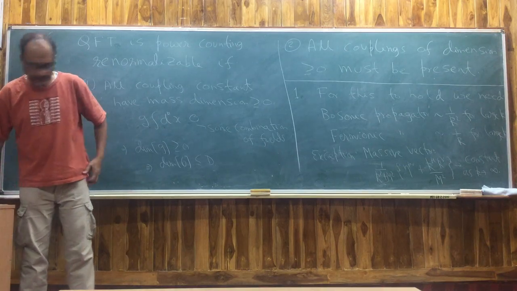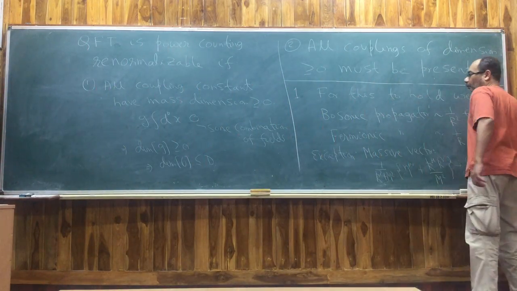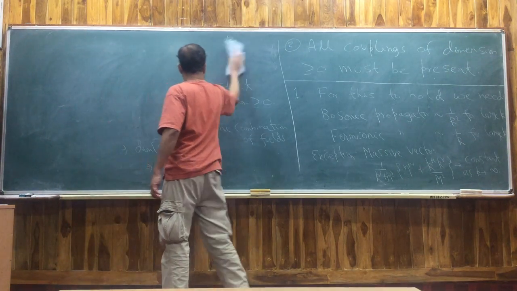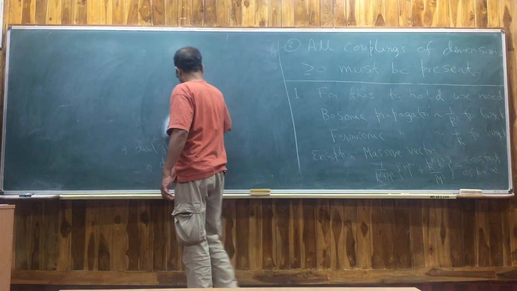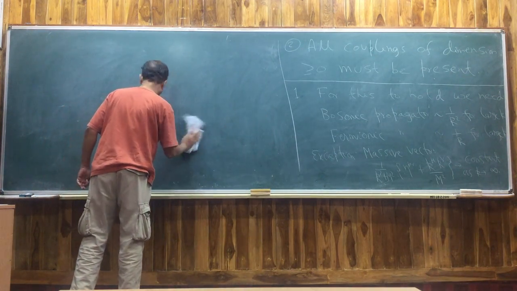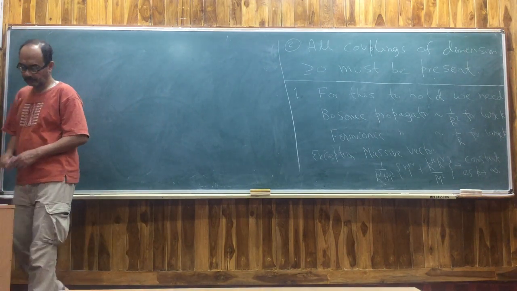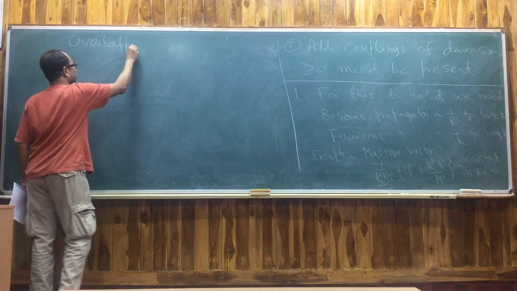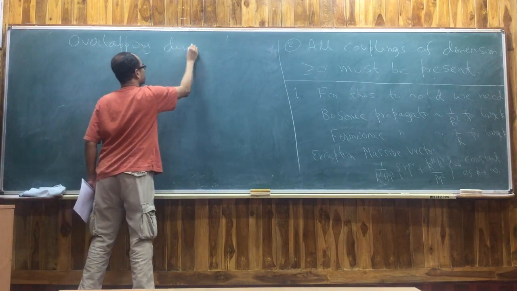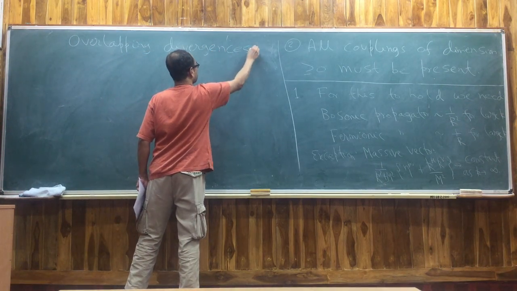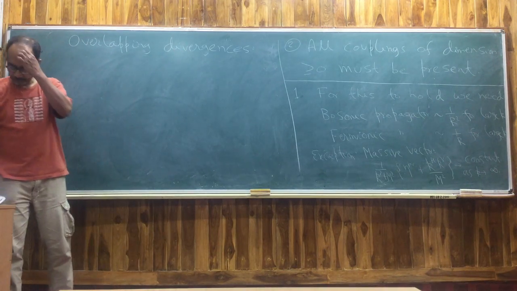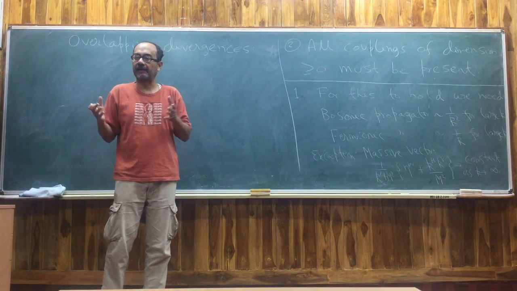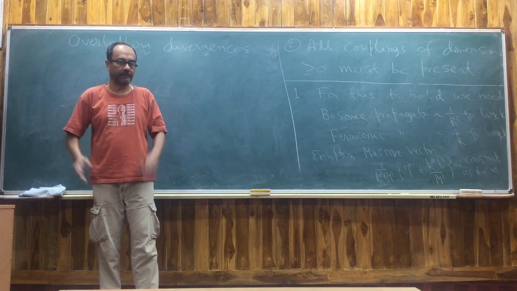The second point, okay, is more subtle, and that has to do with what is called overlapping divergences. So to see what the issue is, you recall that when we counted the degree of divergence of a given graph, okay, how divergent it is, just from dimensional analysis.